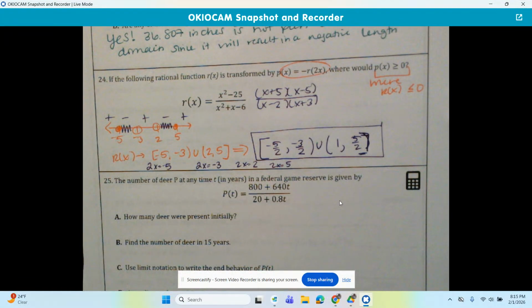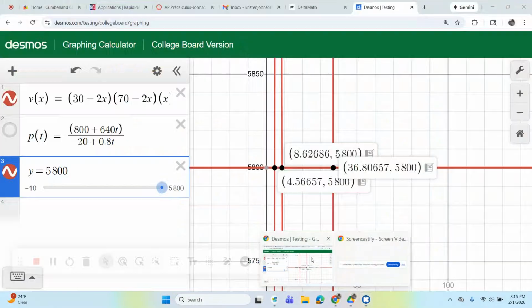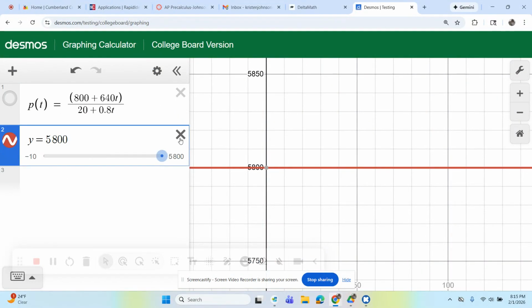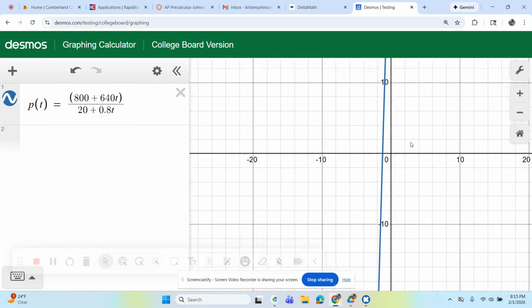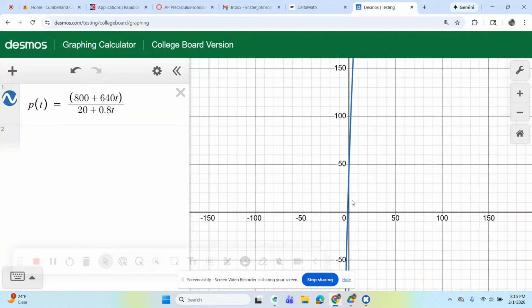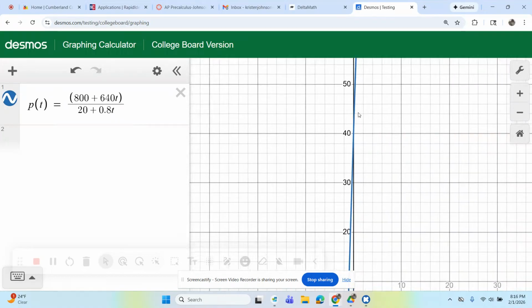All right, number 25. Again, calculator problem, so I'm going to go right back over here. Done with this one. Done with this one. All right, turn this one on. And here we are. Let's go to home so we can see it. All right. So looking here, it says how many deer were present initially. So that is just your y-intercept. If I click on the line, the y-intercept is 40. Find the number of deer in 15 years. Okay, so literally 15 years is just P of 15. So by putting it in this way, I can just type in P of 15 and there that is.